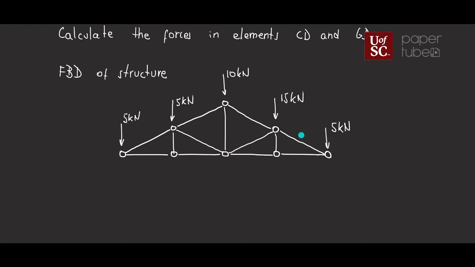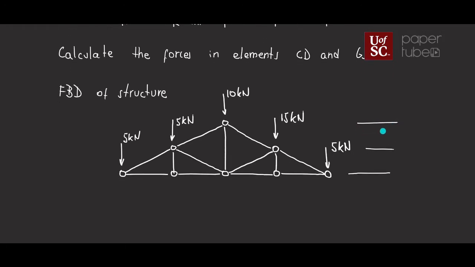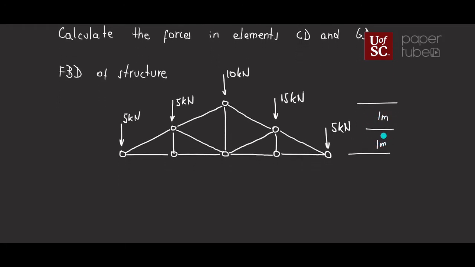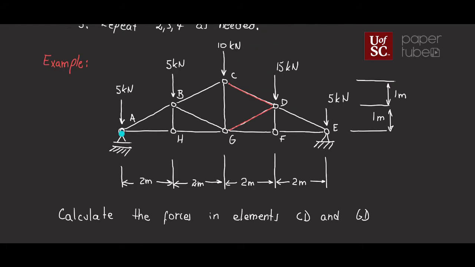Okay, I'm gonna put some distances. One meter, 2 meters between each of these ones. Before I do that, I'm gonna have to draw my support reaction forces. I'm gonna do those in red since they're not known at this stage. So this is gonna be my AY. In A, I only have one reaction force that is vertical because it is a roller.